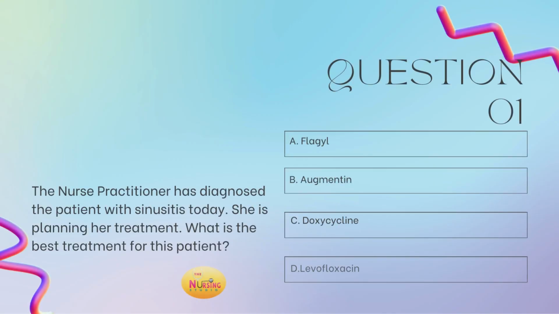So, with that being said, let's get into question number one for today. The nurse practitioner has diagnosed the patient with sinusitis today. She is planning her treatment. What is the best treatment for this patient? Is it A, Flagyl, B, Augmentin, C, doxycycline, or D, levofloxacin? Take a moment, tell me what you got in the comments.